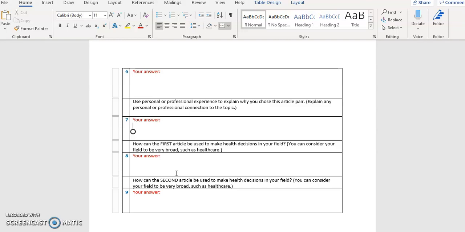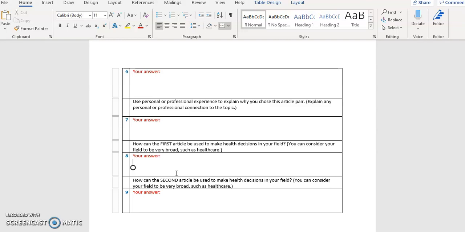Now, questions 8 and 9 are specific to each article. So number 8 says, how can the first article be used to make health decisions in your field? And you can consider your field to be very broad, like healthcare or something like that. If your field happens to be nowhere near healthcare, just take the leap, pretend it's healthcare for the sake of these journal assignments. So how could the first article's findings, the results of the study of the first article, be used to make specific health decisions in your field?